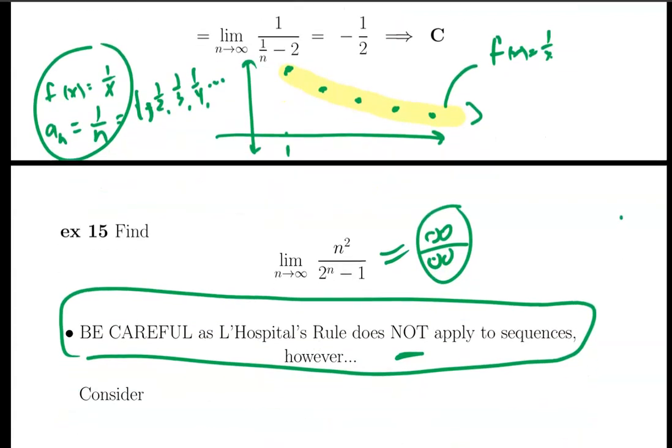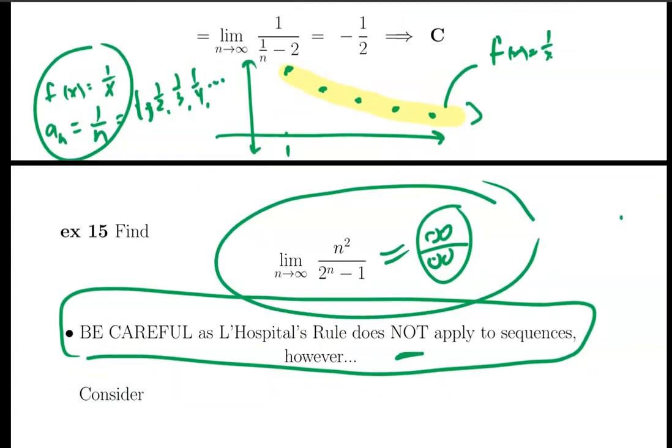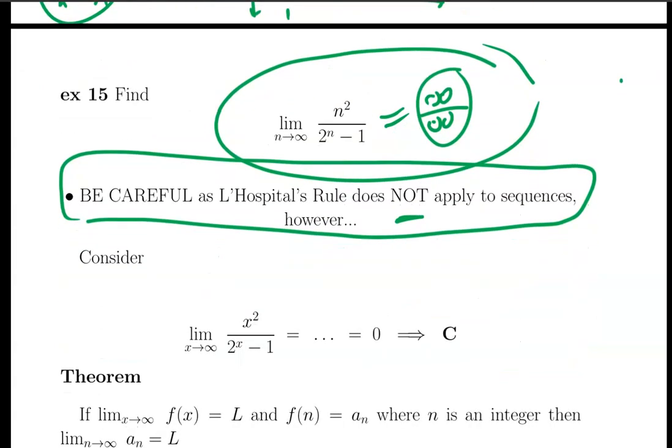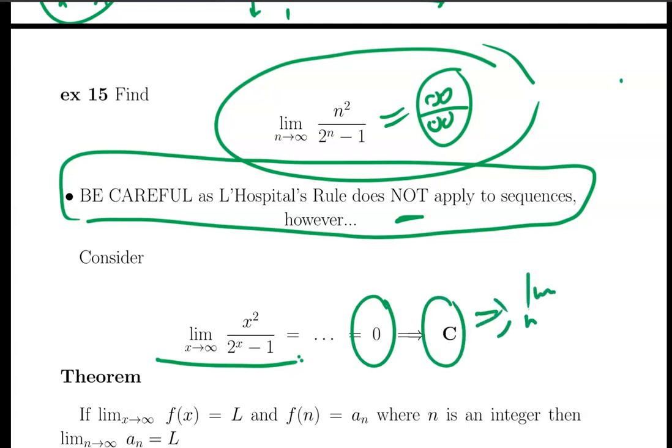So how do we get around this thing here if we want to use L'Hopital's? Well, we turn it into a function, okay? So we consider the function. Notice that all I did was exchange x for n. This we can use L'Hopital's on. You'll get 0. It converges to 0. Therefore, that implies the limit as n goes to infinity of n squared over 2 to the n minus 1 is also 0, okay? So you can apply L'Hopital's to the associated function.